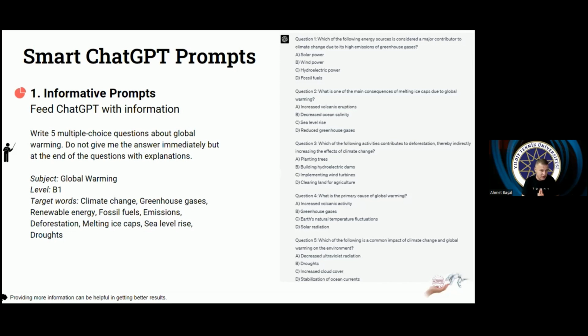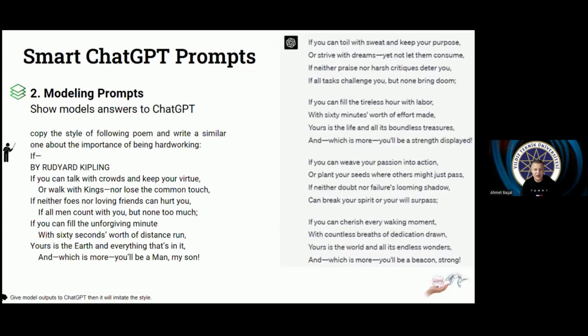So this is what I call informative prose. Please feed ChatGPT with information to get better results. Here, you see the questions actually include the words that I give. Okay, this is important. The next one is modeling ChatGPT.